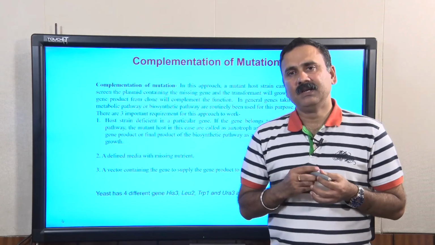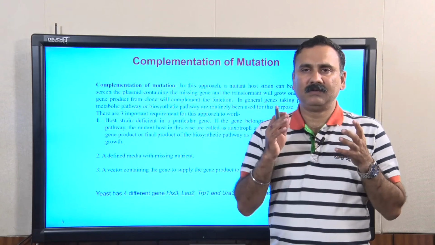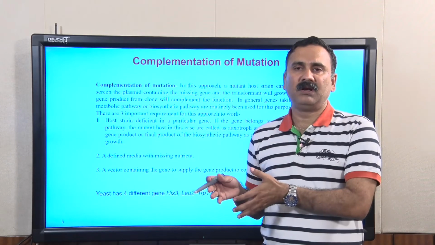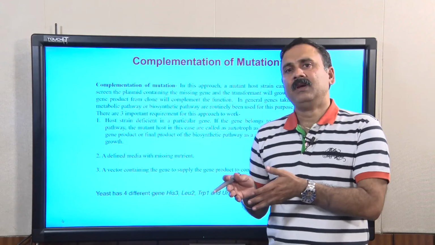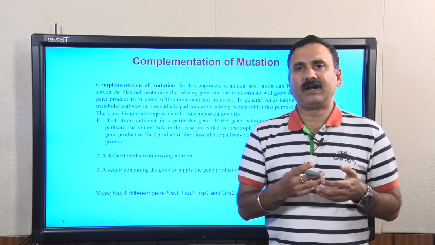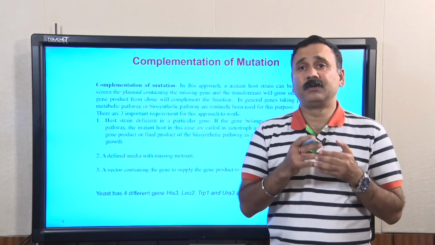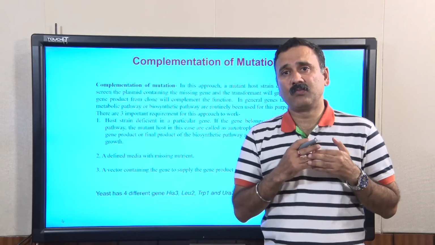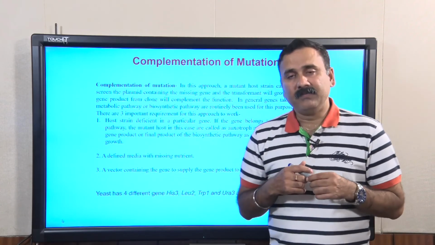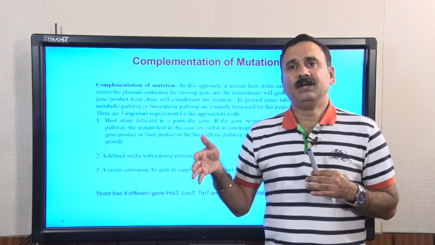And as we discussed, in this particular approach there are three requirements. One, the host should have the mutation in one of the crucial genes or the pathway, so that it should be dependent on this particular factor being provided from the exogenously provided vector. Then you should have a suitable vector so that it is able to provide that particular factor. And the third is that you should have a defined media which should not have this particular nutrient.